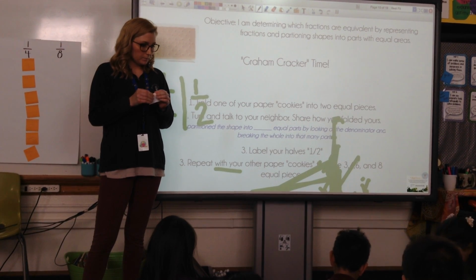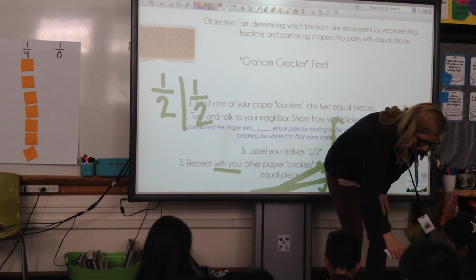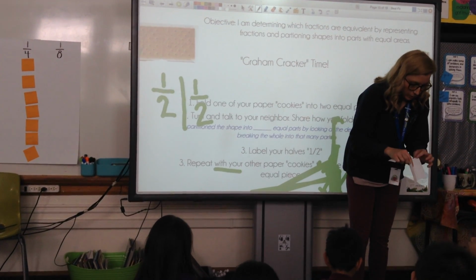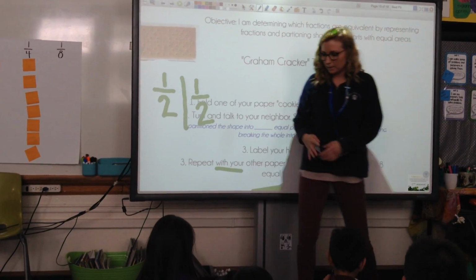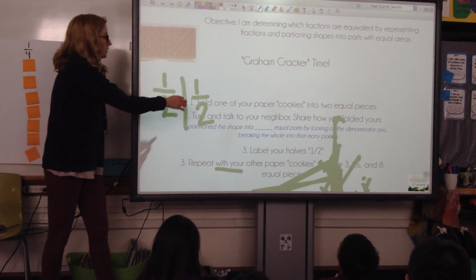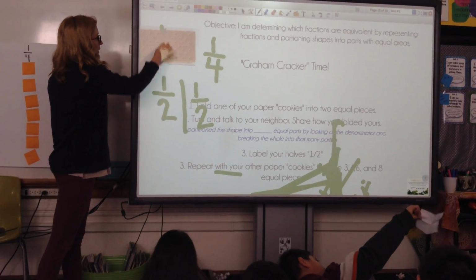Fatima, good way. So they're both equivalent, but they're not congruent because they're different shapes. Yep, and then on all your pieces, you're going to write 1/4 like you did on the half. Like this graham cracker up here is in 4s.